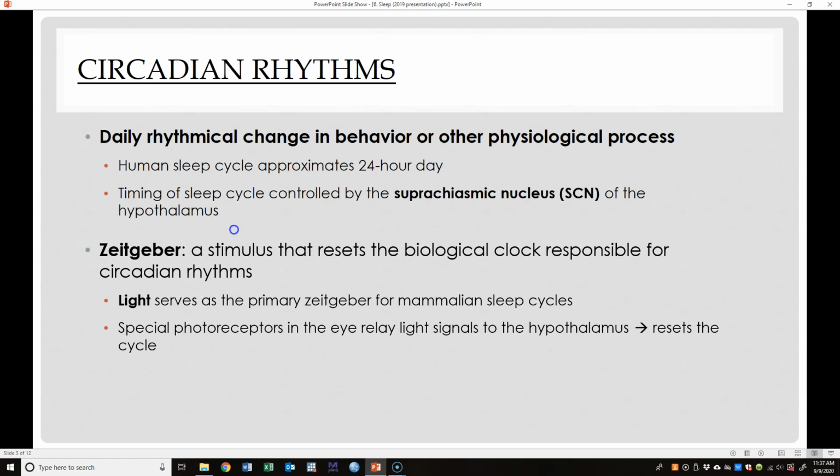special photoreceptors, so not the rods and the cones and things along those lines, right? If it was just rods and cones managing our sleep-wake, if I have my eyes closed and there's not a lot of light getting in, that would kind of throw things off. So we've got special receptors in the eye that take light information and send that to the hypothalamus, back to our suprachiasmatic nucleus, and resets our sleep-wake cycle, this circadian rhythm that we have for sleep.